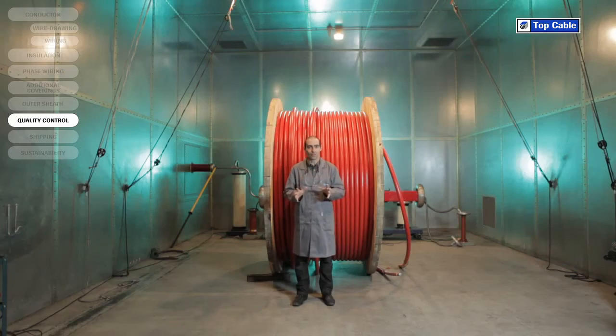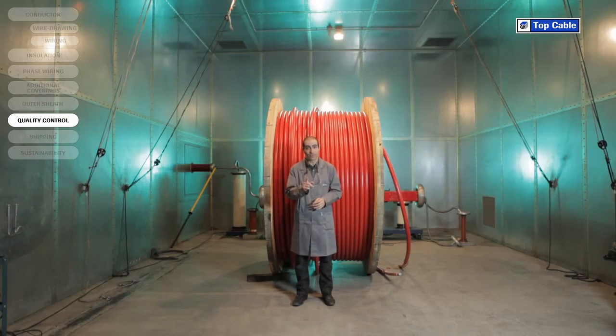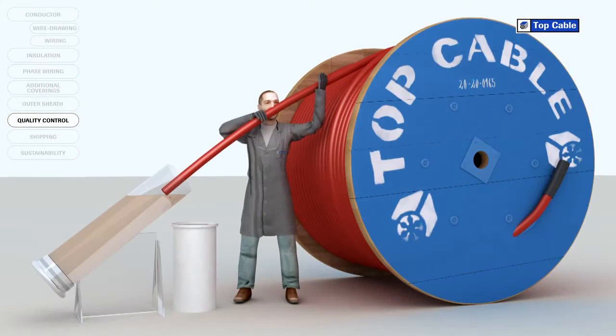A voltage test is also carried out on the whole length of the manufactured cable during this process, and that is how an electrical cable is manufactured. But the process does not finish here. At Top Cable, we verify the quality of all our cables by carrying out rigorous checks before they're sold.